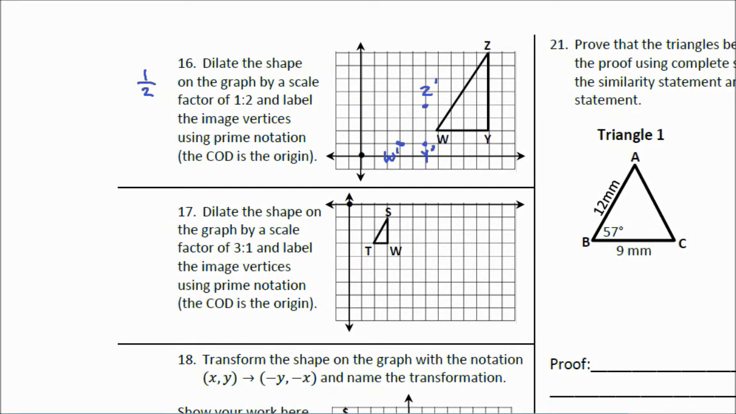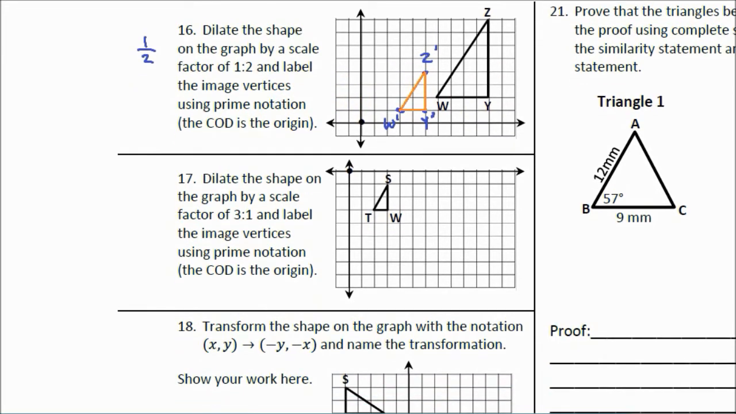Let's go ahead and connect those points together and make our new triangle. That's not nearly thick enough. Try that. So there's our first line. Here's our second line. And here's our last one. I'll do the best I can to draw straight lines for you guys. That's close enough. And there we go. There is our shape dilated by a scale factor of 1/2.